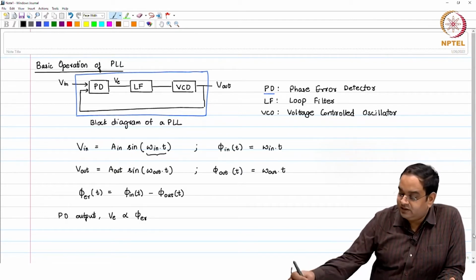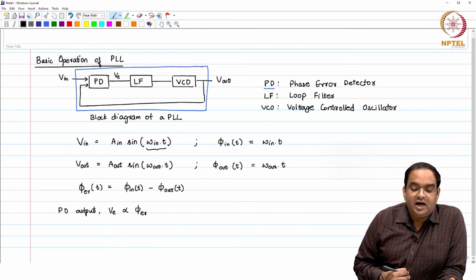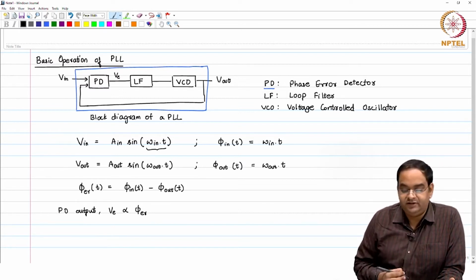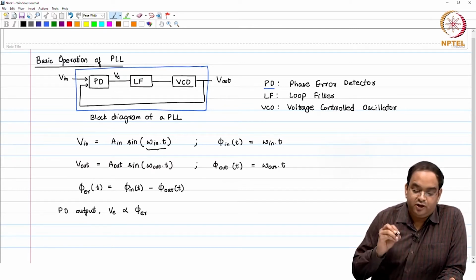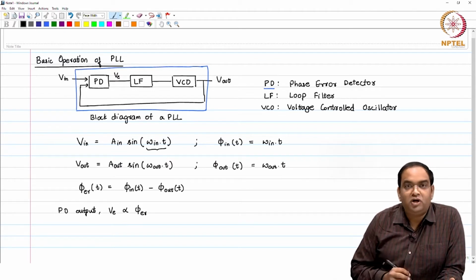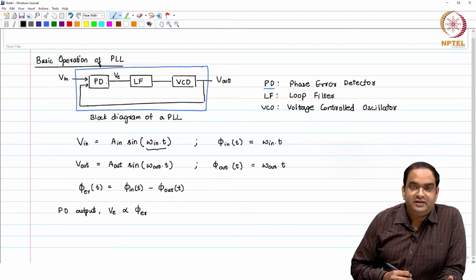Now, this is interesting. The two input signals to the phase error detector are both voltages, both sinusoidal voltage waveforms. But the phase error detector operates not on the voltages, but on the phase error, and it gives a voltage which is proportional to the phase error.